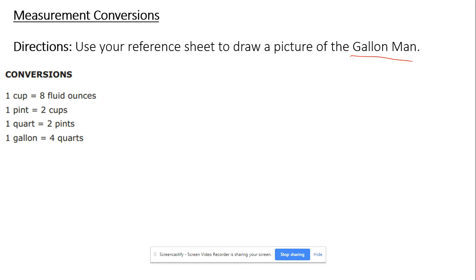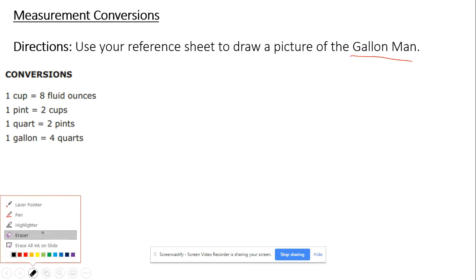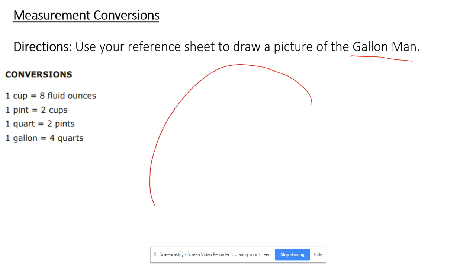So we're going to start by drawing a big G for gallon. You know what? I'm going to make it even bigger because we are going to need a lot of space. So let me get rid of that. All right, I'm going to make mine even bigger, and that's the highlighter. Okay. So we have our gallon. Now we can look at our conversion sheet, our reference sheet.